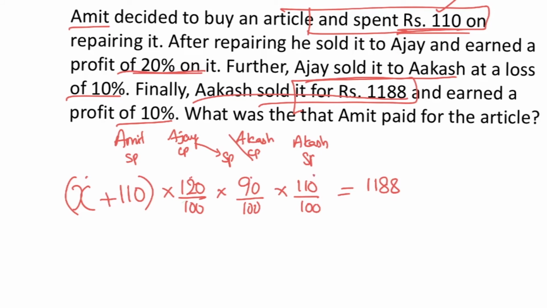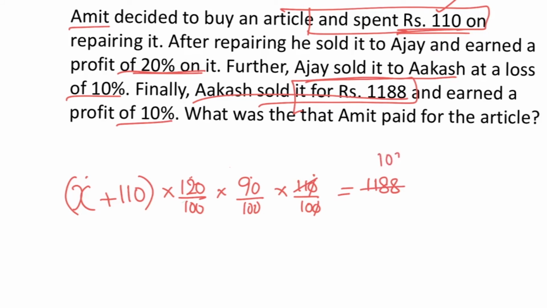And on simplifying, zeros cancel, 11 into 108 times, zeros cancel, 9 into 12 times, zeros cancel, 12 ones are 12. So X plus 110 rupees is equal to 10 into 100, which is 1000. So X is equal to 890 rupees.